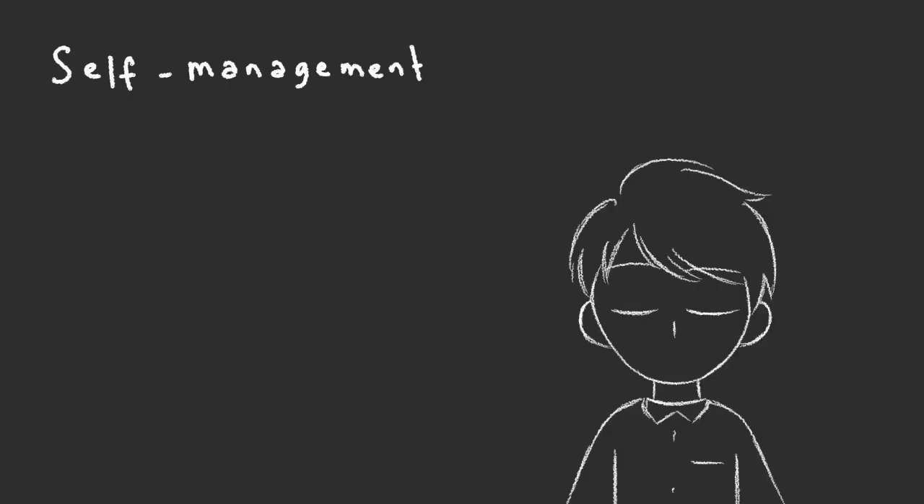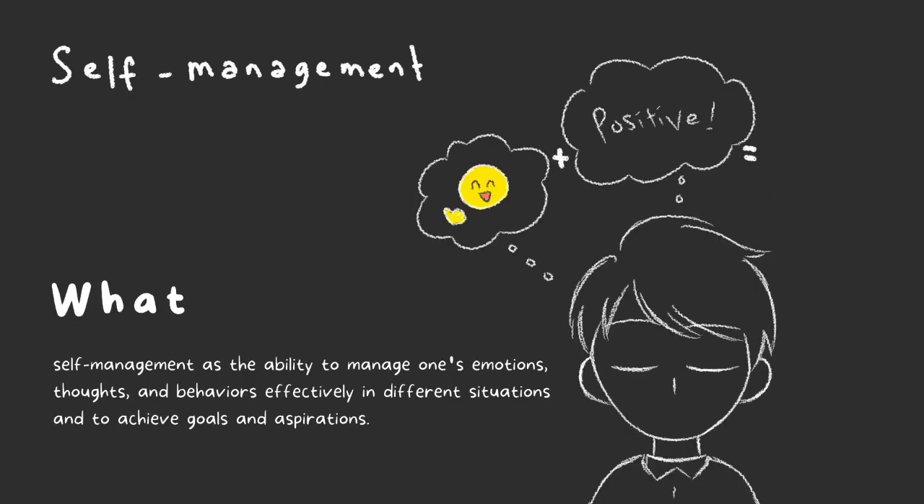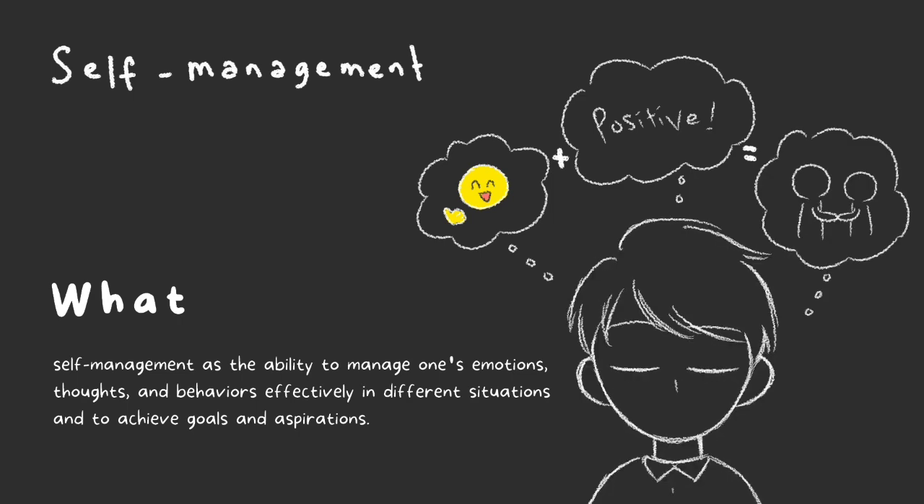Self-management: to take control and ownership of your thoughts, emotions, and actions in various situations, as well as setting and working toward goals. Self-management is the ability to manage one's emotions, thoughts, and behaviors effectively in different situations and to achieve goals and aspirations. In other words, having self-management means being able to conduct yourself appropriately in a variety of situations so you can participate fully. You may also hear it referred to as self-regulation.